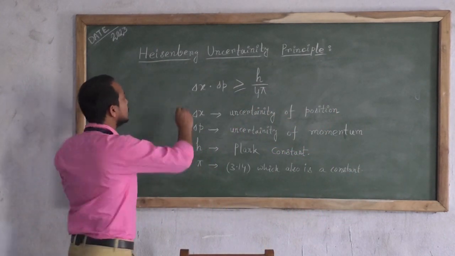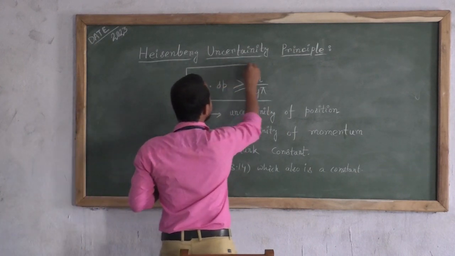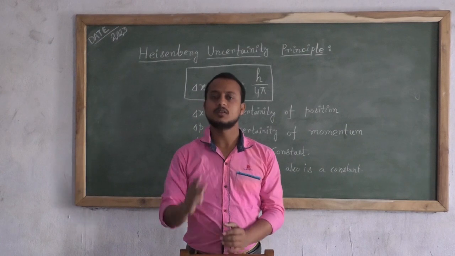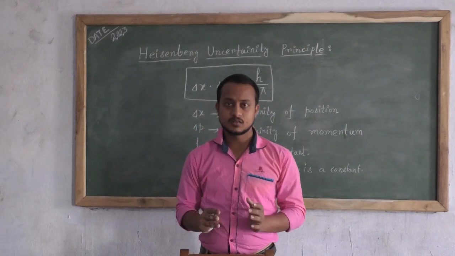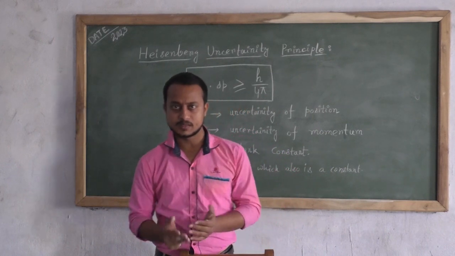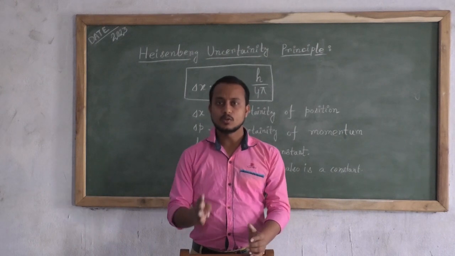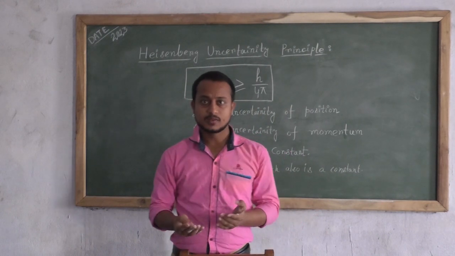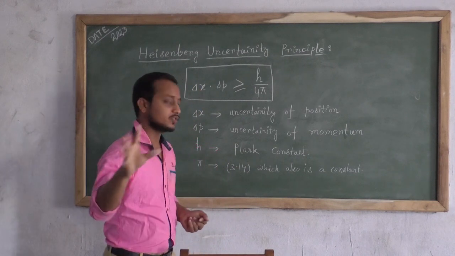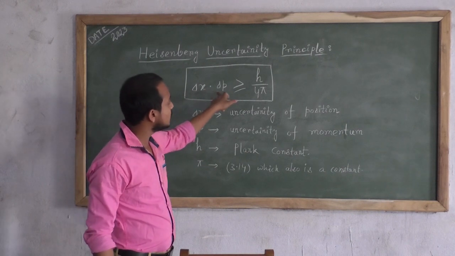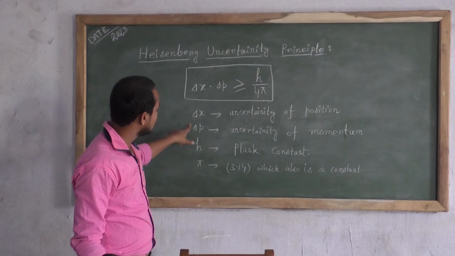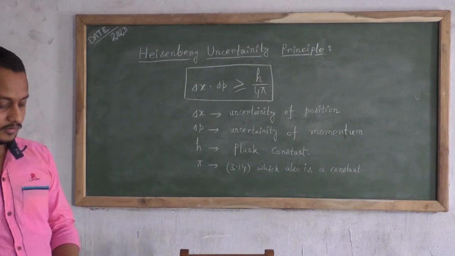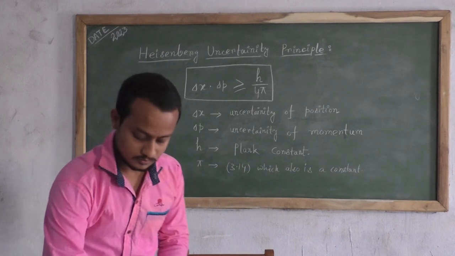So this is the mathematical expression of Heisenberg's uncertainty principle. The statement of Heisenberg's uncertainty principle is that it is impossible to measure both the changing position and changing momentum of a particle in motion. This is the mathematical expression, and those are the significance of these variables. So that's it. This was today's lesson.